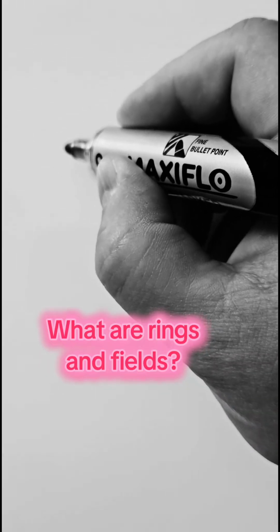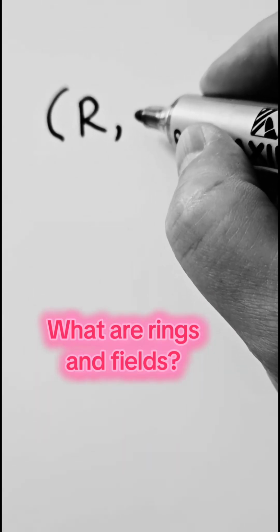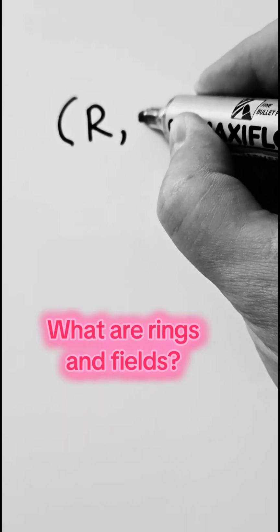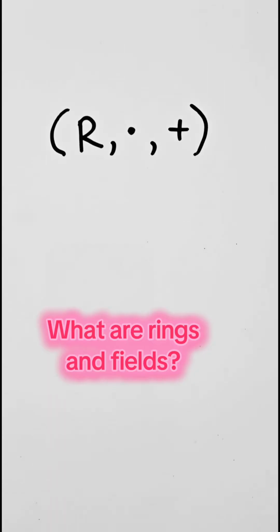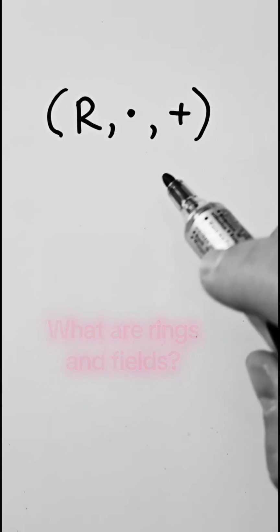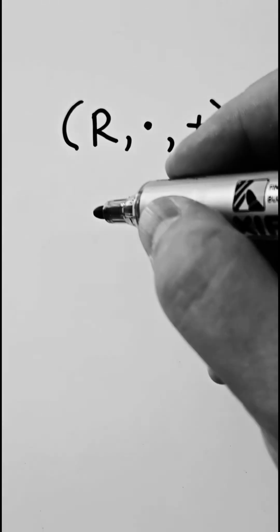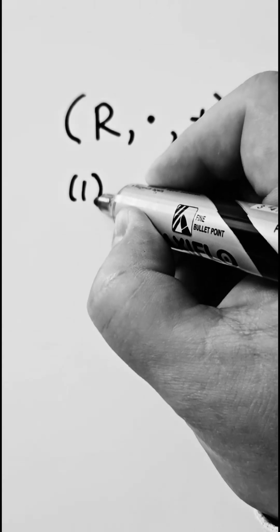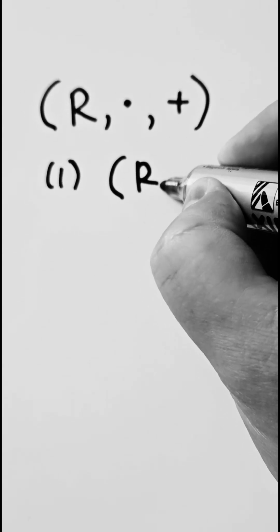A ring consists of a set R and two binary operations on R, which we denote usually by multiplication and addition. These binary operations should have certain properties in order for the triple (R, ·, +) to be a ring. The first of these properties is that the set R together with plus must form an abelian group.